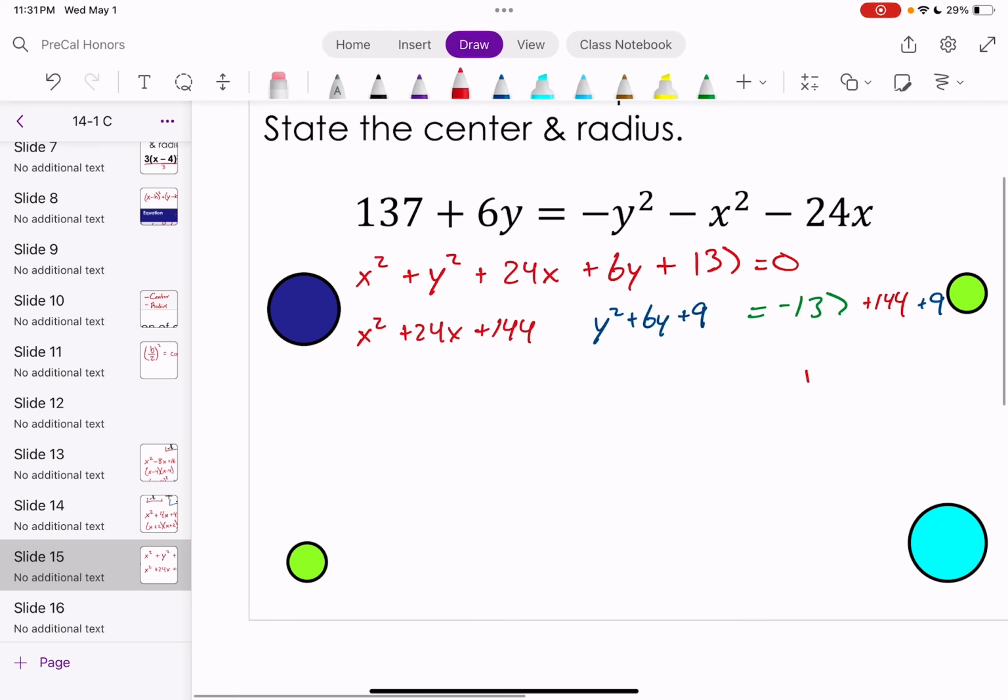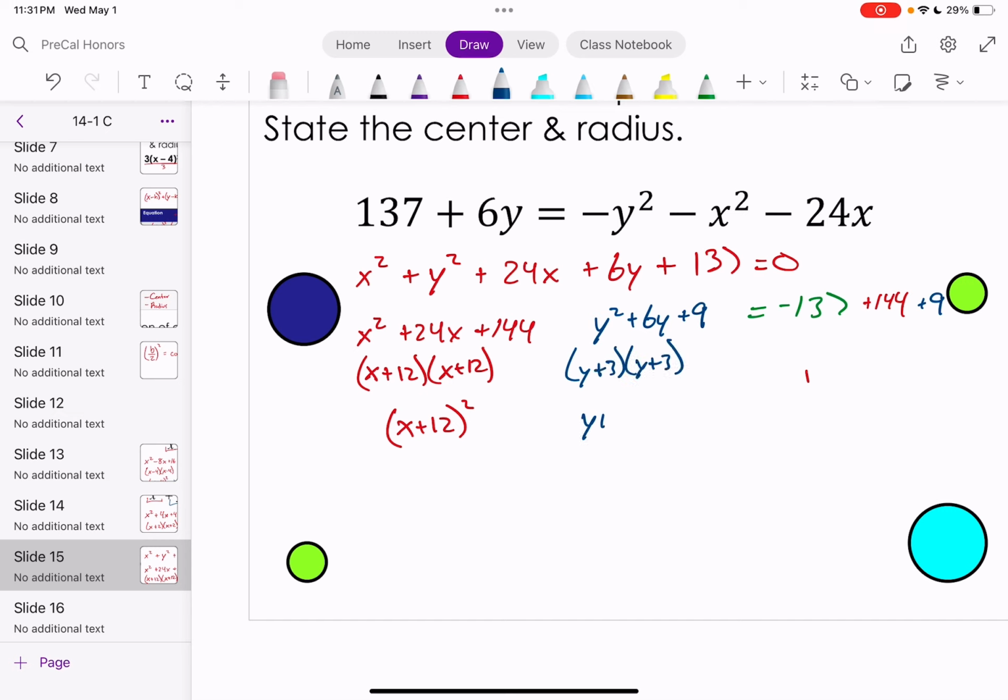We're going to break apart the equation, x plus 12, which is x plus 12 squared. For y, we have y plus 3, which is y plus 3 squared. Negative 137 and 144 is a positive 7. Positive 7 and 9 is 26. So this right here would be our equation.